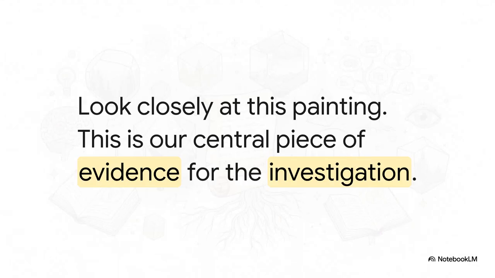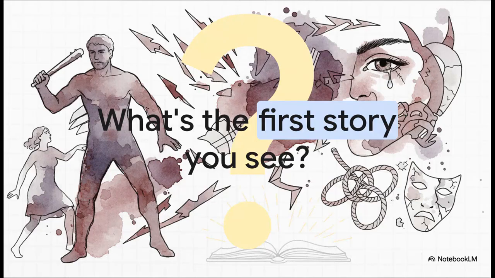We're looking at this painting, Tarquin and Lucretia, by the 16th century master, Titian. And this is going to be our central piece of evidence for the whole investigation. So, what's the first story you see? I mean, at first glance, it seems pretty straightforward, right? You see an armed, aggressive man overpowering a woman. The immediate conclusion we all jump to is that this is a painting about a really brutal assault, a rape.